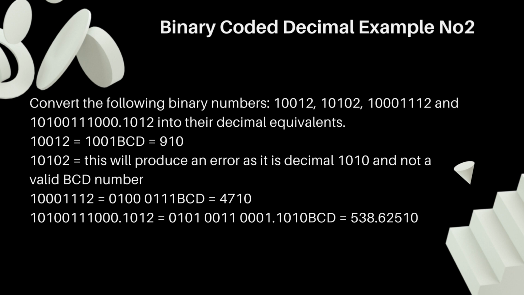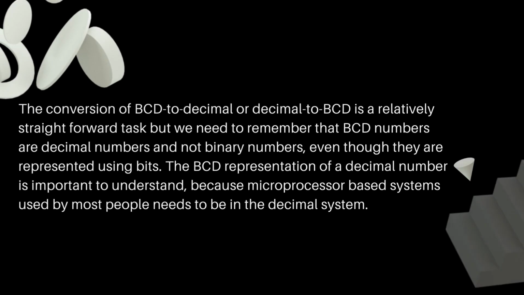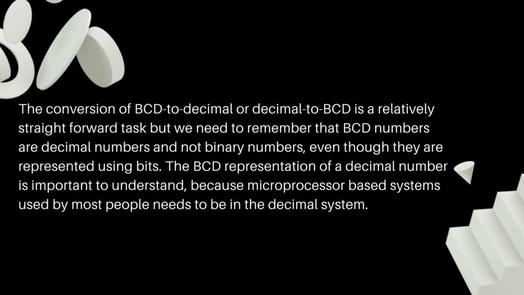The conversion of BCD to decimal or decimal to BCD is a relatively straightforward task, but we need to remember that BCD numbers are decimal numbers and not binary numbers, even though they are represented using bits. The BCD representation of a decimal number is important to understand, because microprocessor-based systems used by most people need to be in the decimal system.